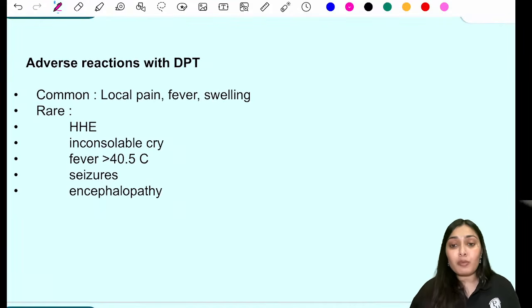The most common reactions are local pain at the injection site, fever, and swelling. And what are the rare adverse reactions? HHE, that is hypotonic hyporesponsive episode, inconsolable cry, very high grade fever, more than 40.5 degrees Celsius, seizures, encephalopathy.